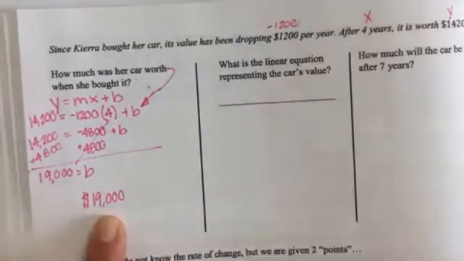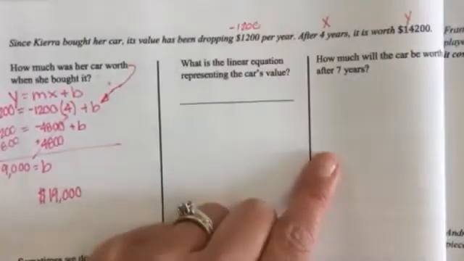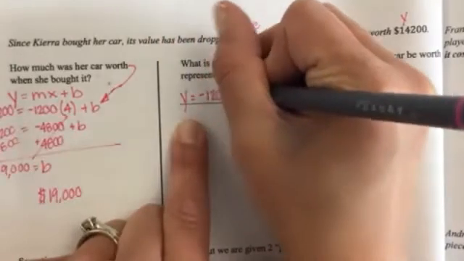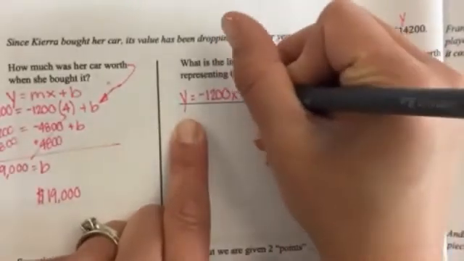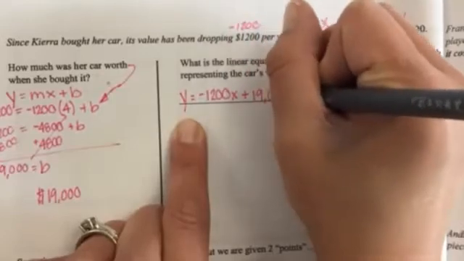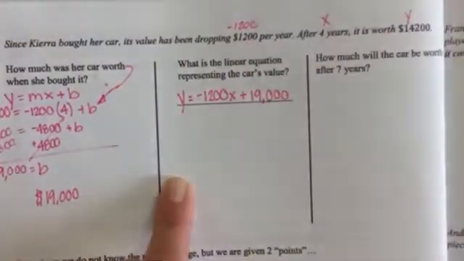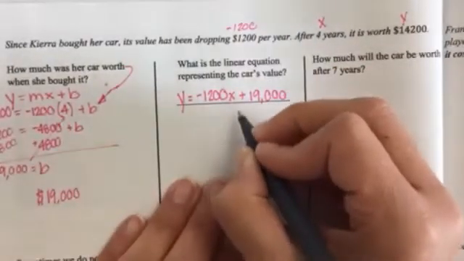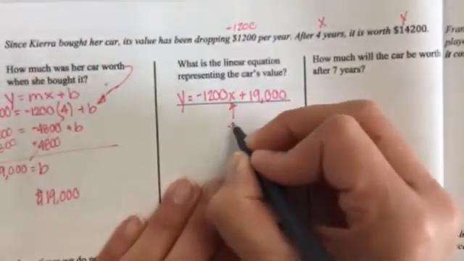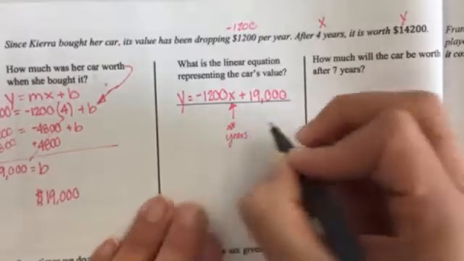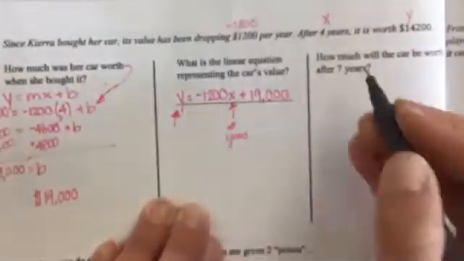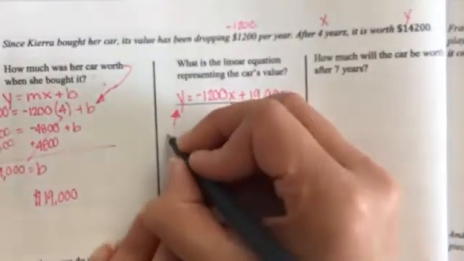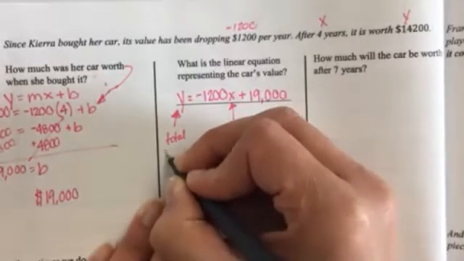So they want you to write the equation. Just keep that slope negative because it's depreciating, but it started at 19,000. Again, I think it's really helpful to tell yourself what x is. x is the number of years, and y is the total worth, or the value of the car. Total worth.